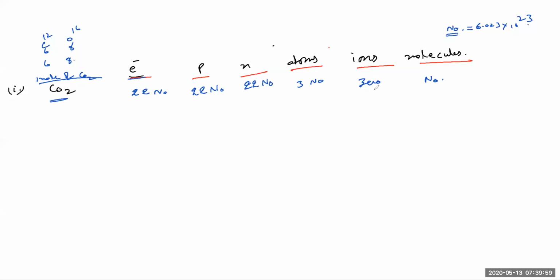Here no molecule means I have given molecule only. CO2 is the molecule. 1 mole I have given. 1 mole means Avogadro number. 1 mole of molecule means Avogadro number of molecules, right? I understood, sir. Oh, yes. Okay.